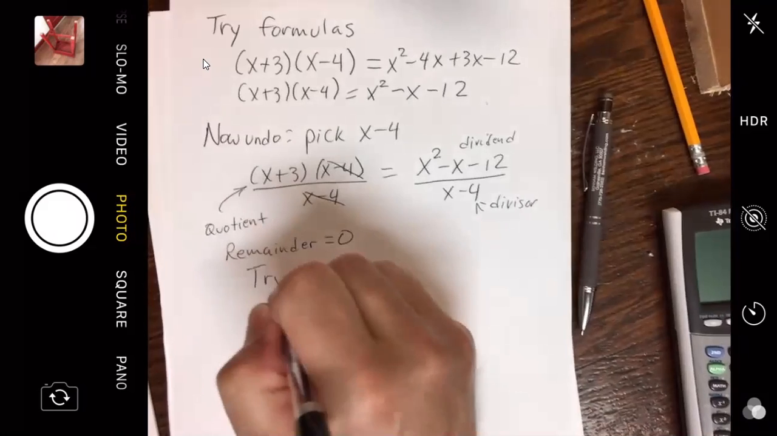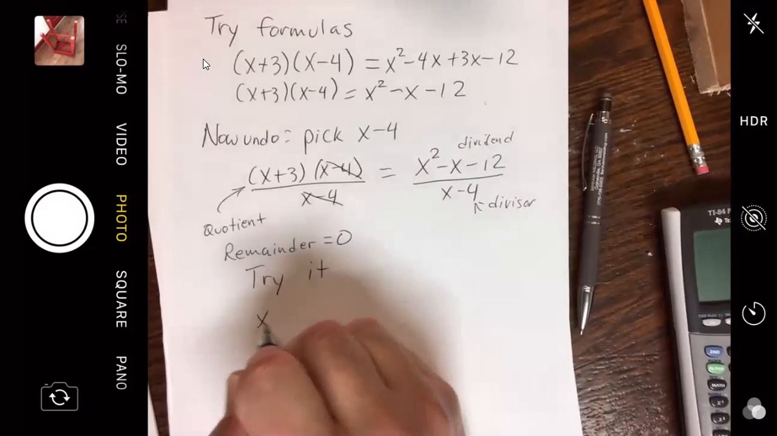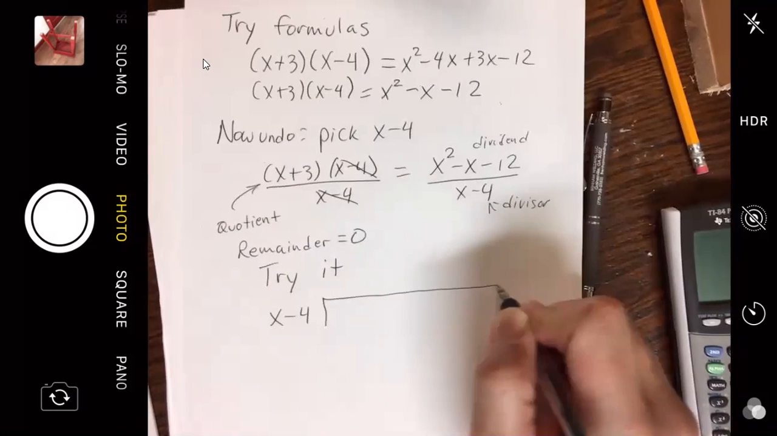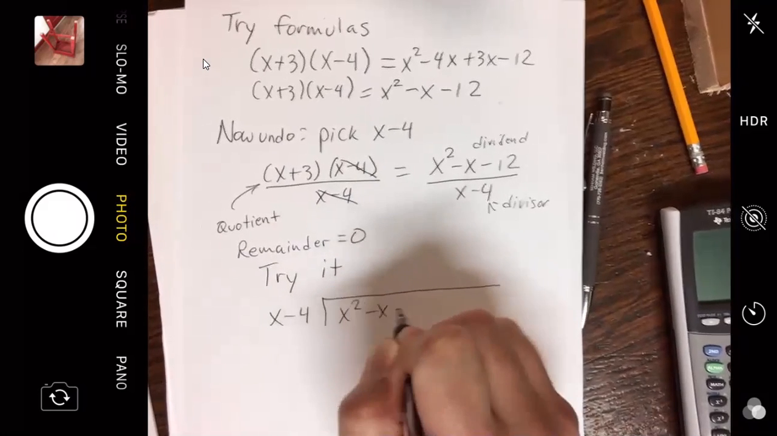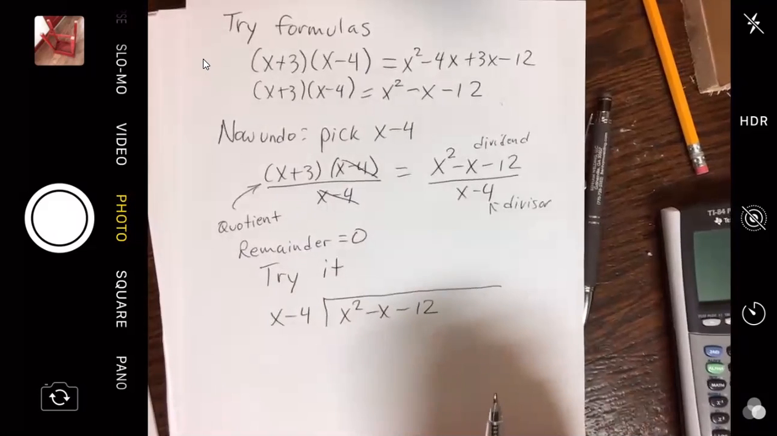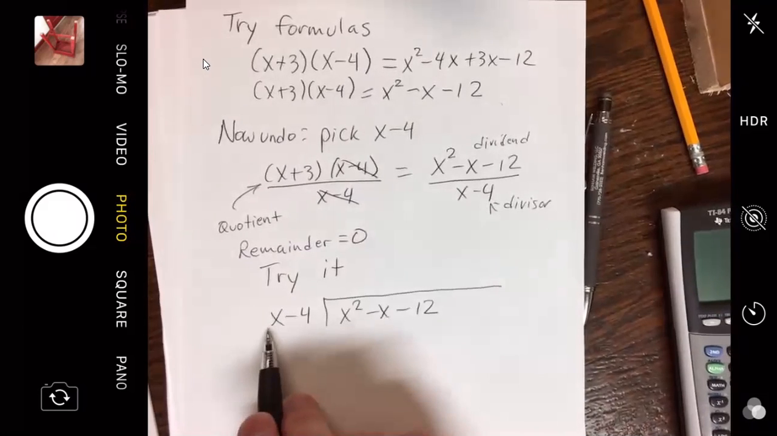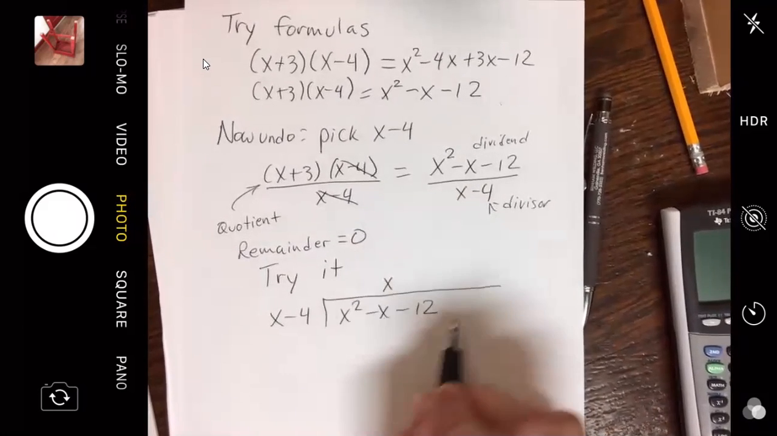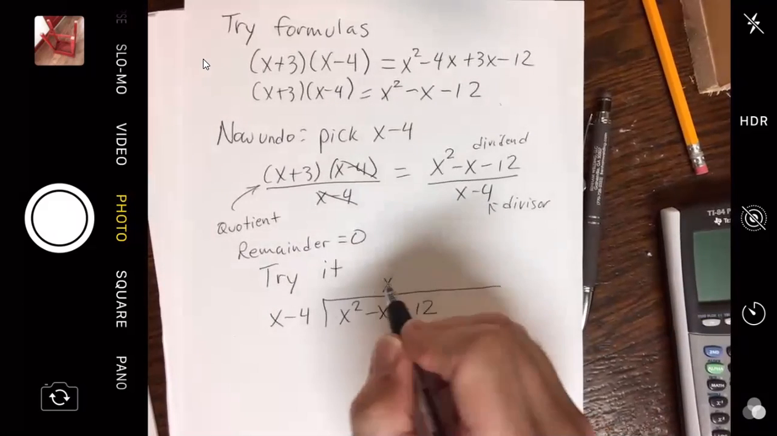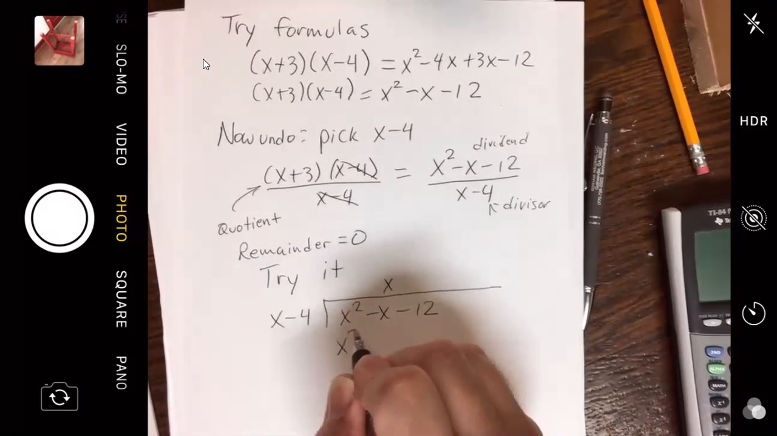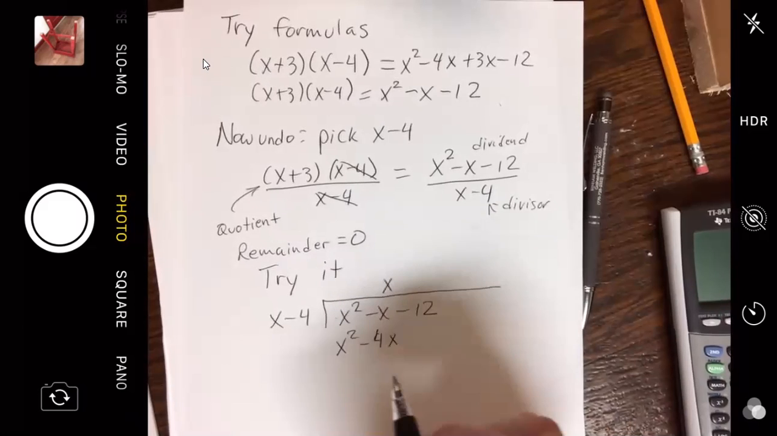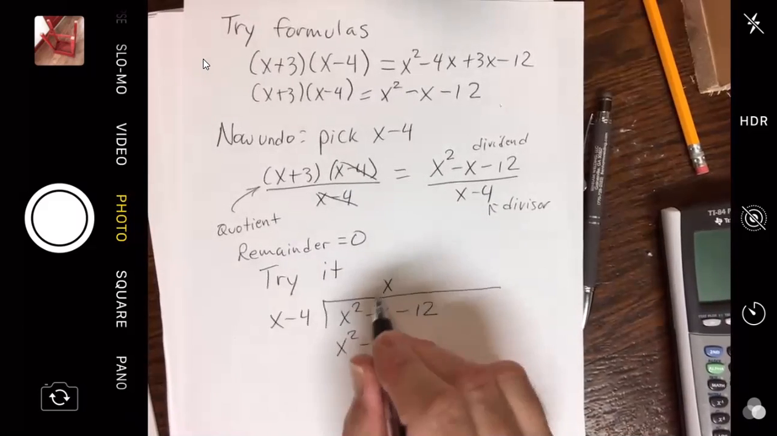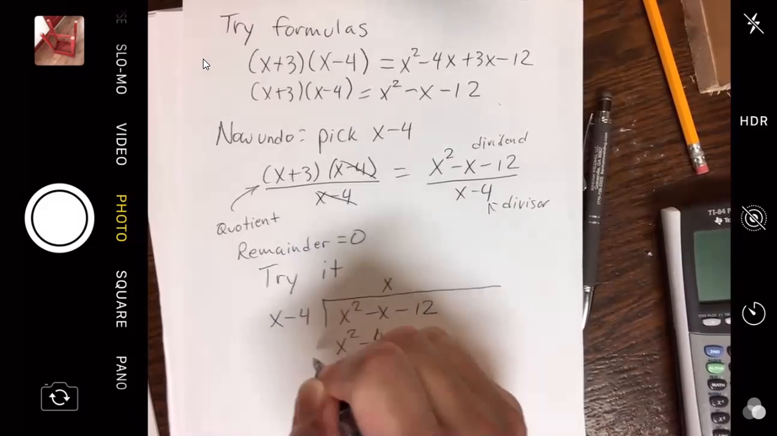Okay, so try it. Take x minus 4 and we divide into x squared minus x minus 12. And you play it exactly the same way as you do with numbers. You always go this lead piece into this first piece. In other words, what times x would give me x squared? Well, it would be an x. I like to line up my terms. You multiply back. X squared minus 4x. X times x, x squared. X times negative 4, negative 4x. Now here's the tricky part.